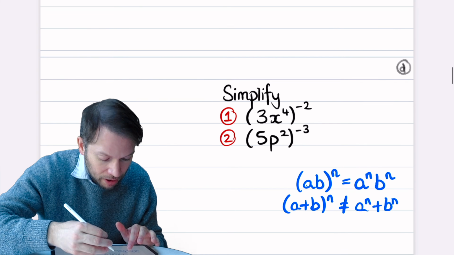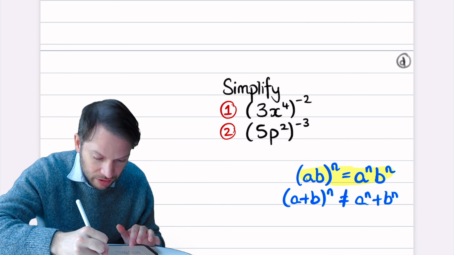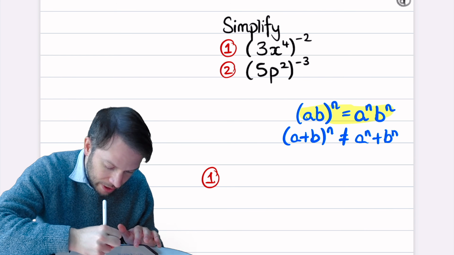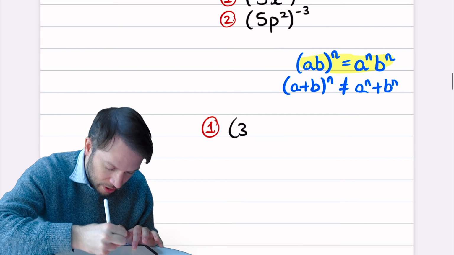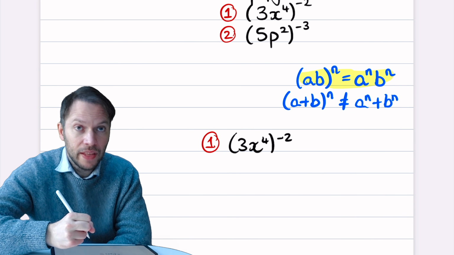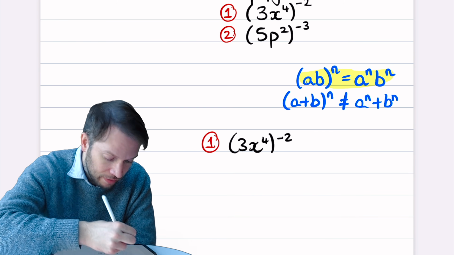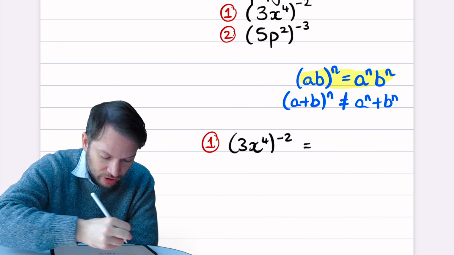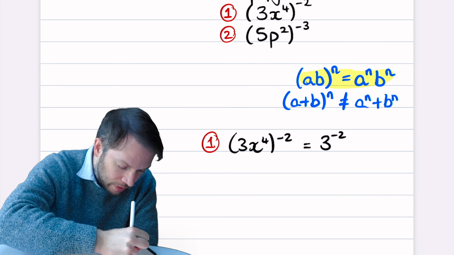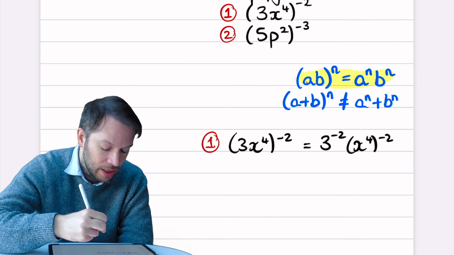So let's apply this principle here to these questions. We've got the first problem here. We've got 3x to the 4 to the -2. So we're going to apply the power of -2 to the 3 and the x to the 4. So I could just write it separately first. So 3 to the -2, and we've also got the x to the 4 to the -2, like this.